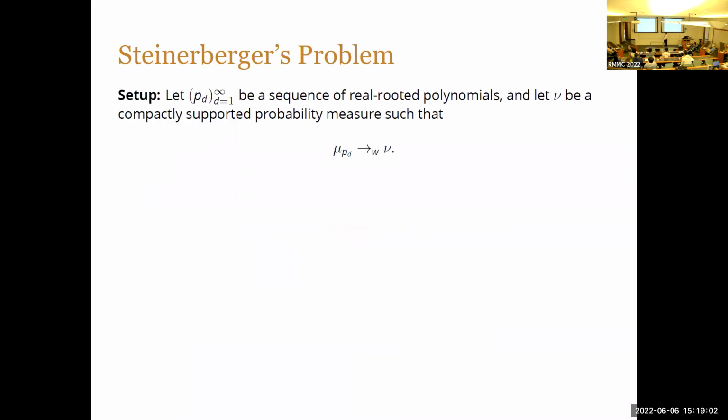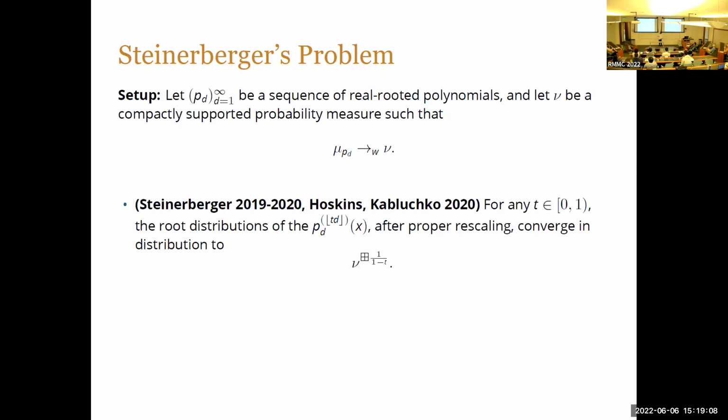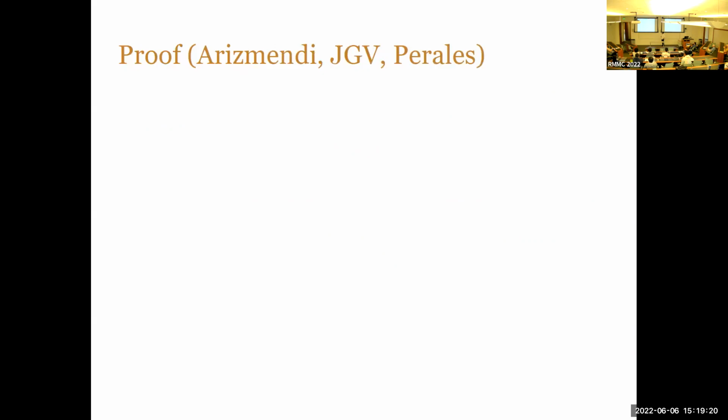Okay, so just recall Steinerberger's problem. You have a sequence of polynomials whose root distributions converge to some limiting measure, and we want to show that as we take t times d derivatives, the limiting root distribution of the polynomials is this fractional free convolution of the initial measure. Okay, so this is a three-step proof. The first one was actually done by Mirabelli.